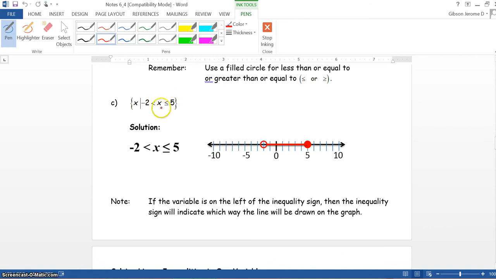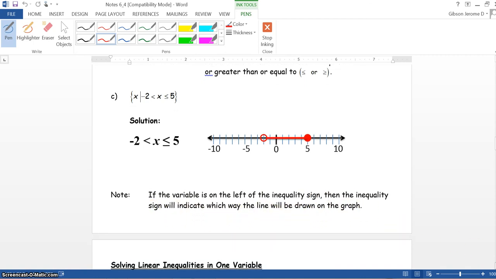Now we have this compound inequality. We have x is less than -2, but x is also less than or equal to 5. So we will have a closed circle on 5, open circle on -2, and all the values in between them and 5. It says if the variable is on the left of the inequality sign, then the inequality sign will indicate which way the line will be drawn on the graph.